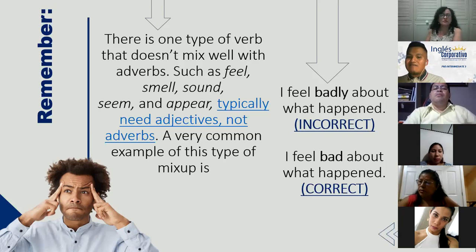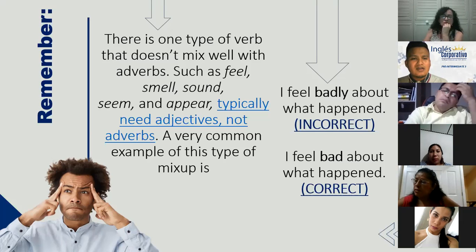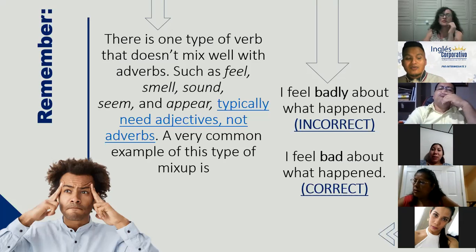I feel badly about what happened. So this is not correct. Why? Can someone tell me why? Stephanie, Roxana, can you help me, please? Because it's an adverb from, it's un adverbio de exactly. De sentimiento. We have no here. Se puede mezclar dos al mismo tiempo. We have here an adverb. Mm-hmm. Here we have an adverb.